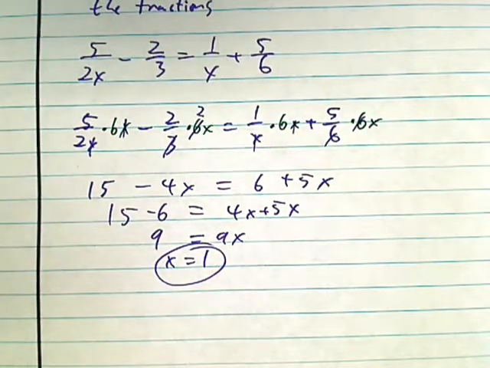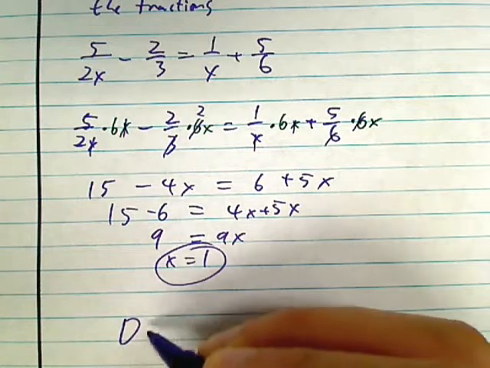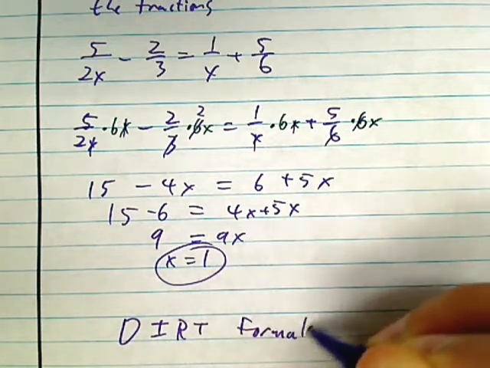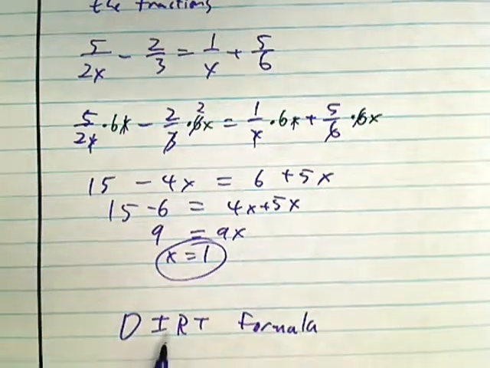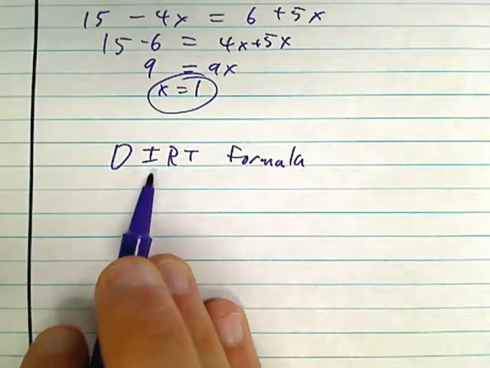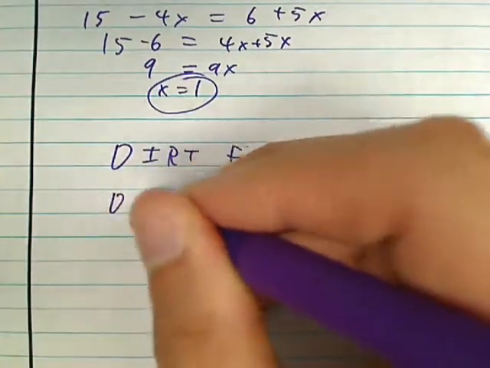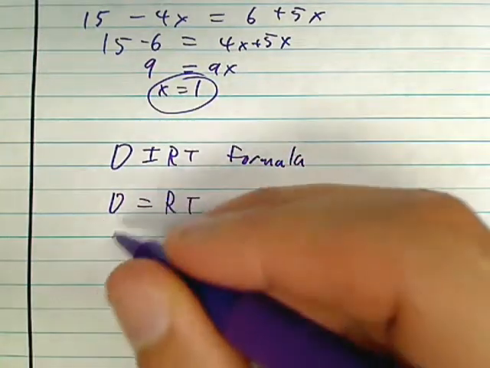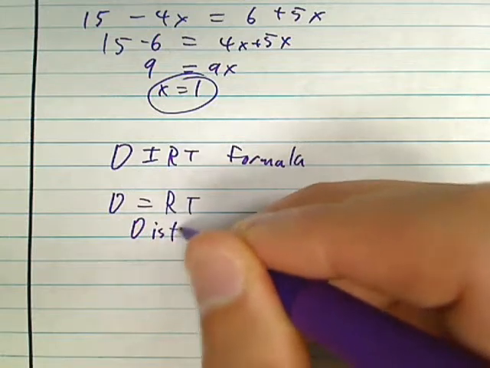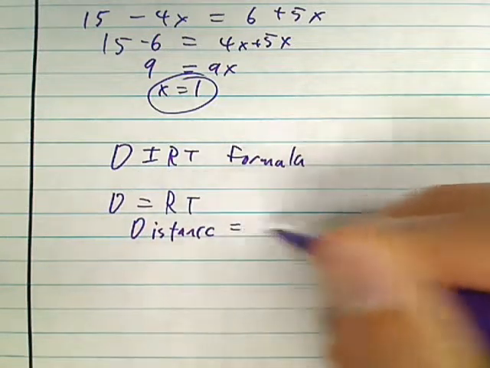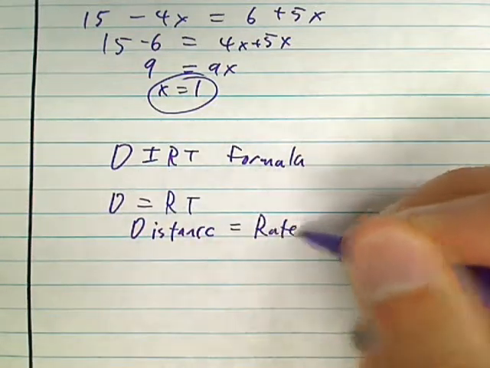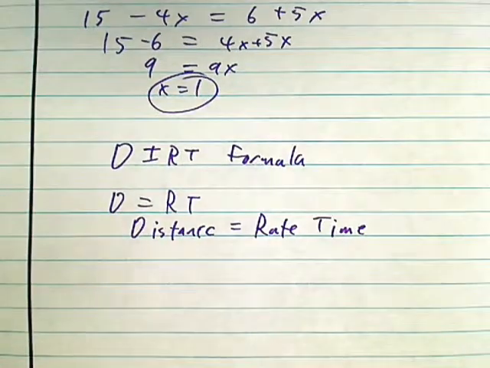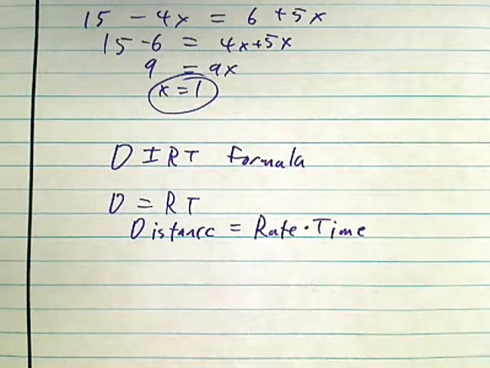One other thing I want to note here is the dirt formula. And to get the dirt formula, you write the word dirt without the line down the I. Okay, so this is distance, D is distance, equals R is rate, times T is time. Okay, distance equals rate times time.